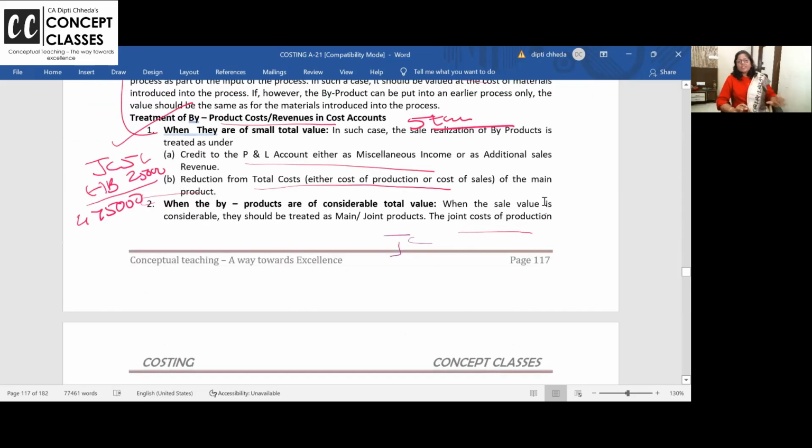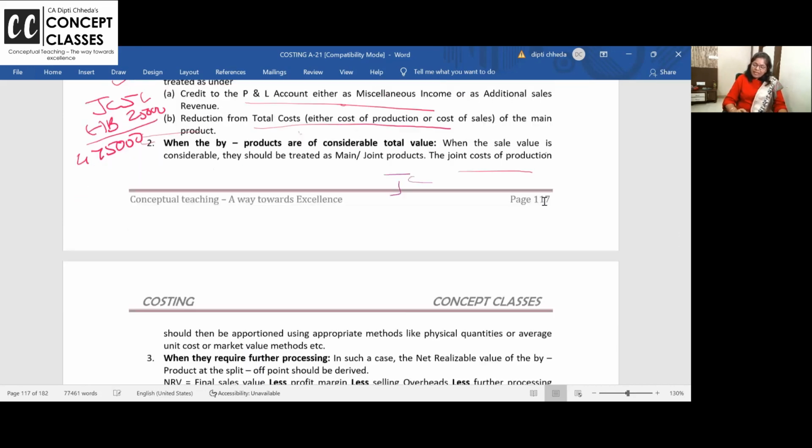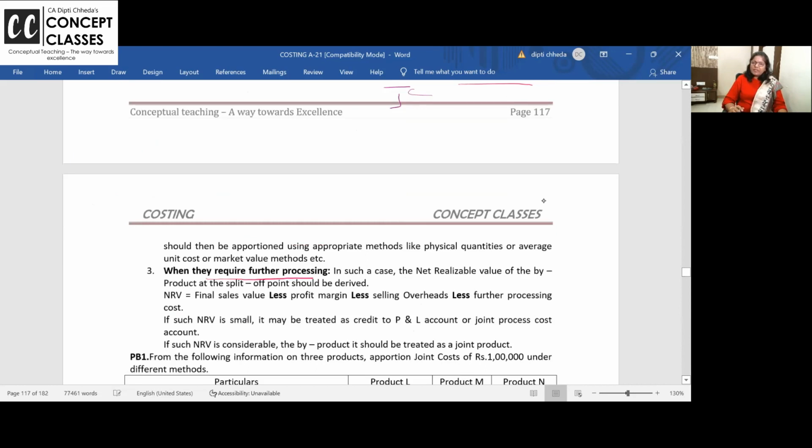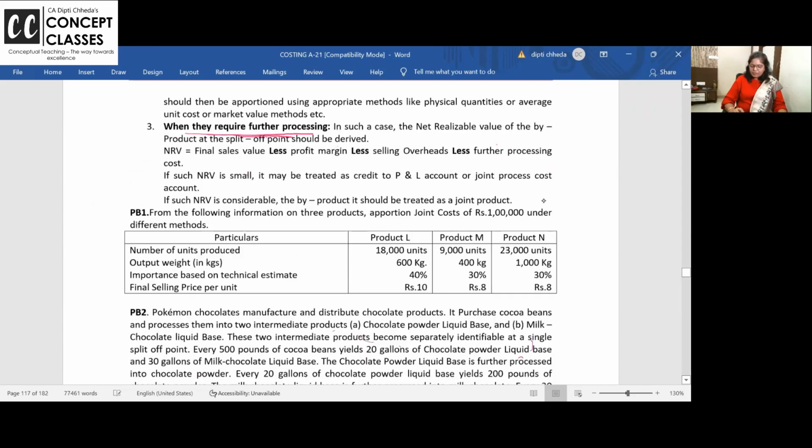So generally, what is the treatment of byproduct? I want to repeat. If it is small in value, transfer it to the costing P&L, or reduce it from the total cost. Or if it is of major value, then apportion it in the joint cost. Now, when they require further processing, you take the NRV at the split off point, further produce it, and treat it like a joint product.